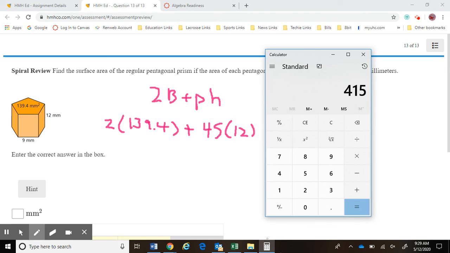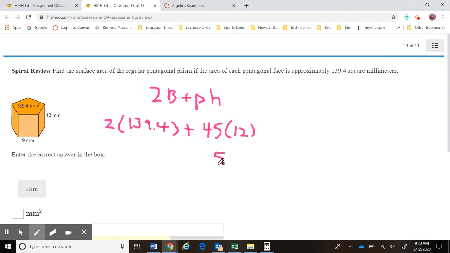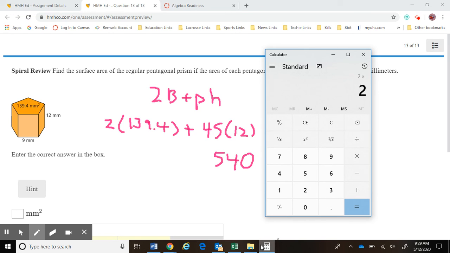45 times 12, 540. 2 times 139.4, 278.8, plus 540, and that gives me my answer of 818.8.